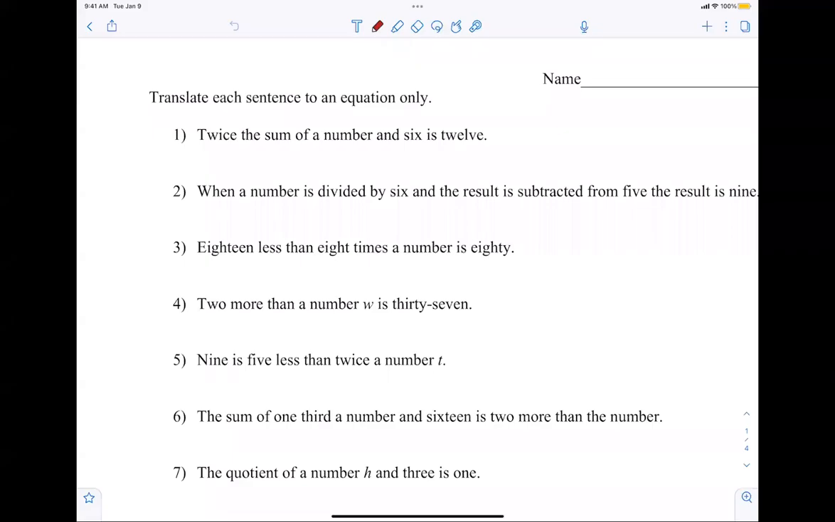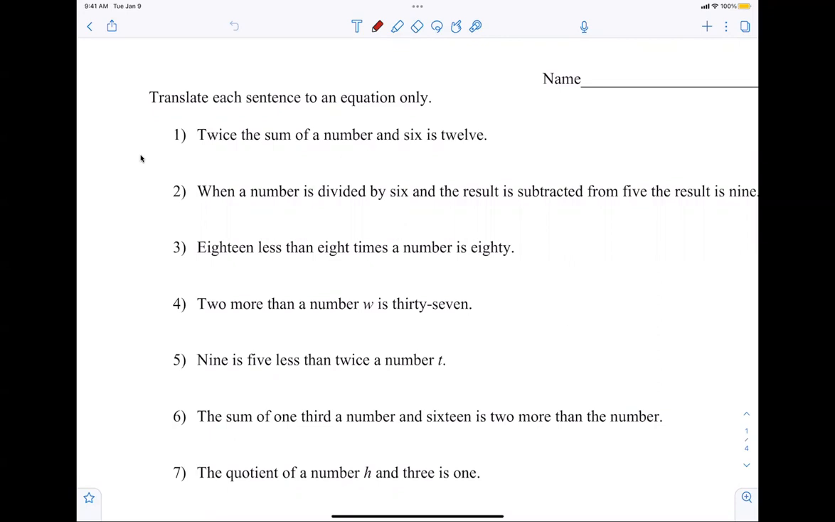Small difference. The other day was an expression. Today they are what? Equations. So because they are equations, that means you're going to have to write an equal sign. That's the only difference.